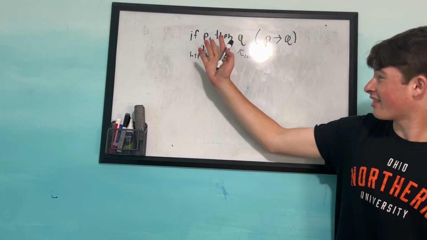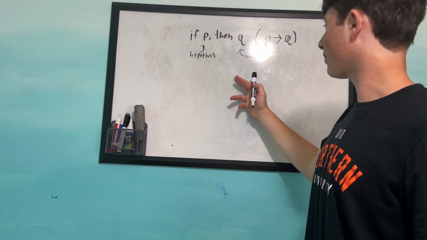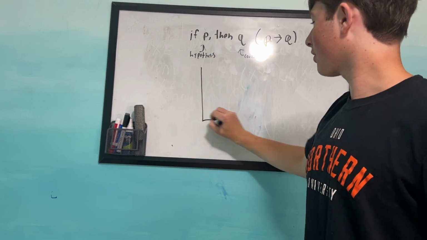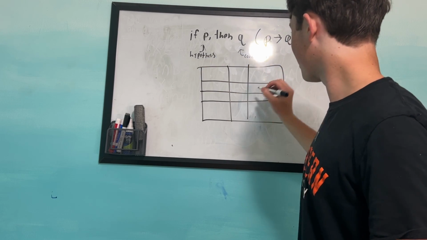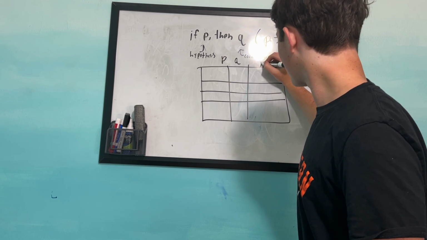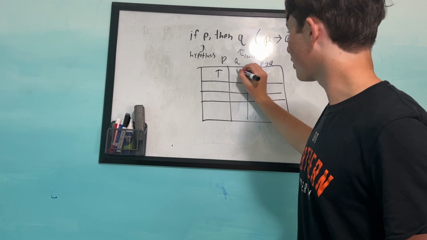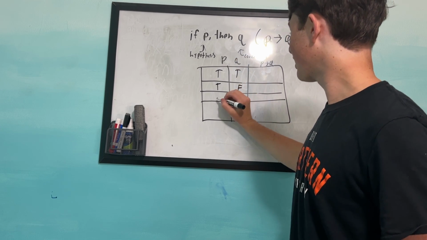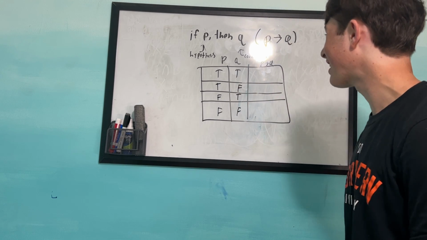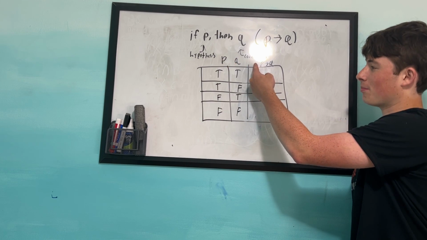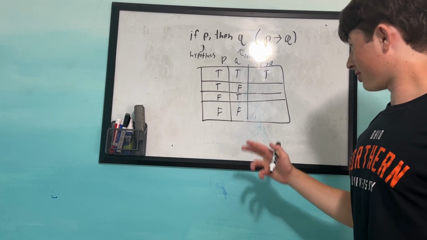Now this statement isn't true or false at the moment. It depends on whether P and or Q is false, and so that can result in four different combinations of P and Q. So you have P true and Q true, P true and Q false, P false and Q true, or P false and Q false. If P is true and Q is true, that obviously means P is true, therefore Q is true. Or if P is true, then Q is true. So obviously this is true.